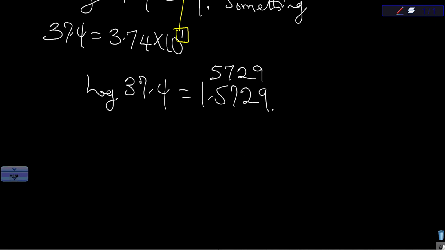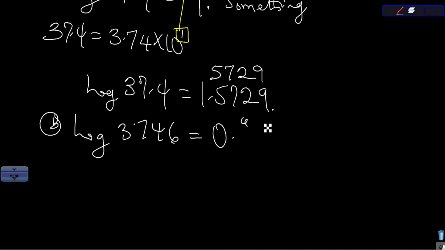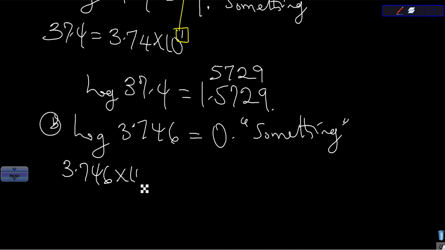And for the second part, log 3.746, this is going to give me 0 point something. I believe you should know the reason why I am having 0 point something now. Because in standard form, 3.746 times 10 to the power 0. So you just have to transfer the 0 to that position. But before we finish this class, I'll tell you the name given to the 0 part and the something part.